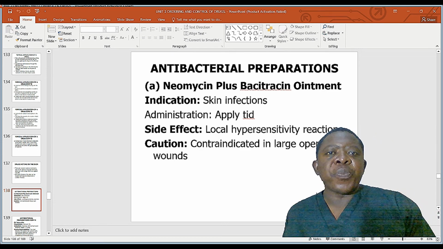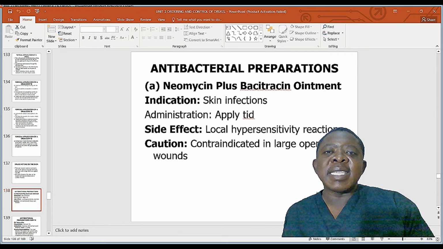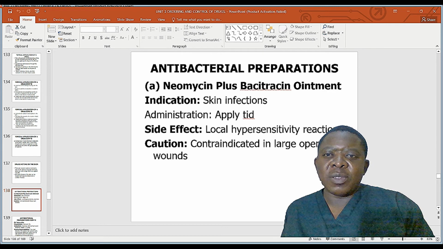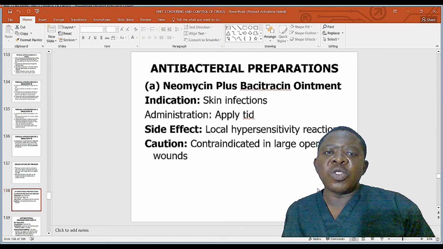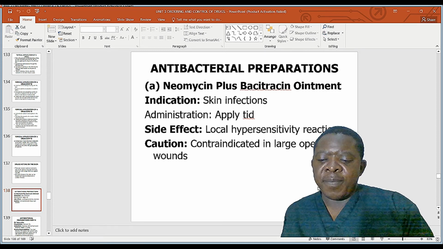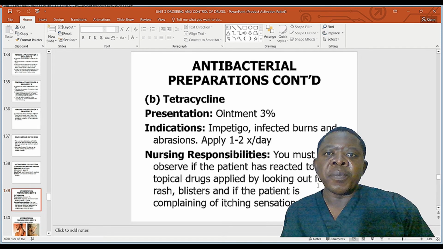So you have neomycin plus bacitracin ointment. Okay, so in an ointment, you put neomycin and bacitracin. Okay, you incorporate those in an ointment, and you can apply it on the skin directly.